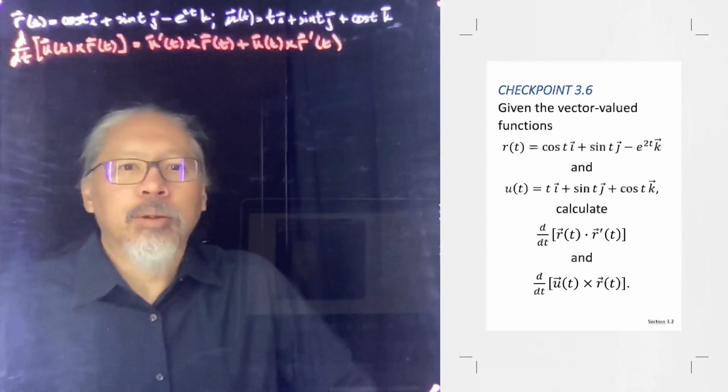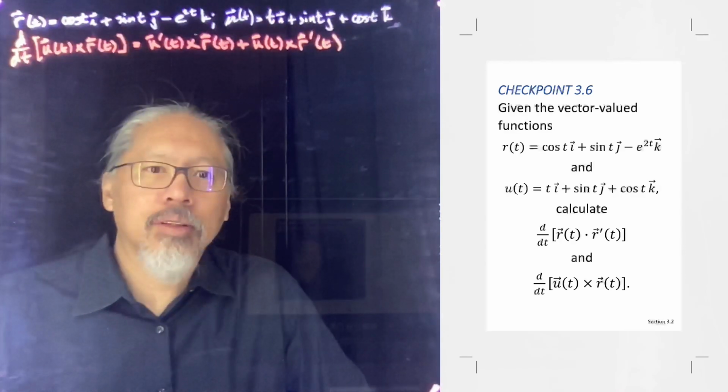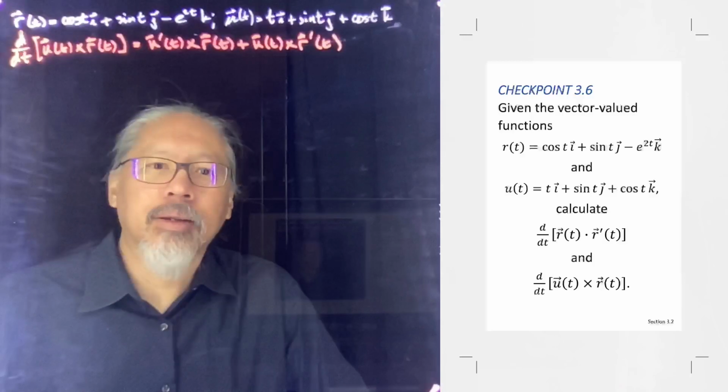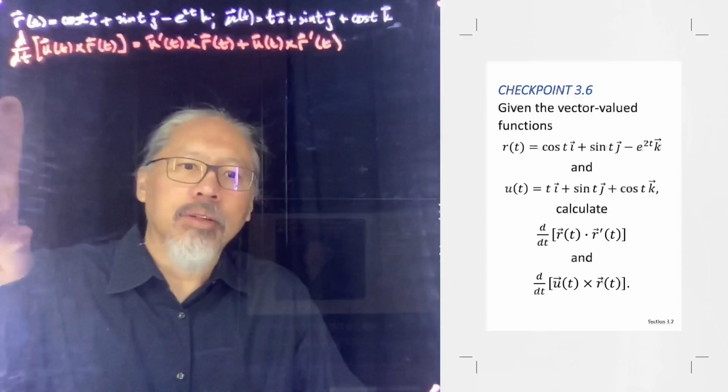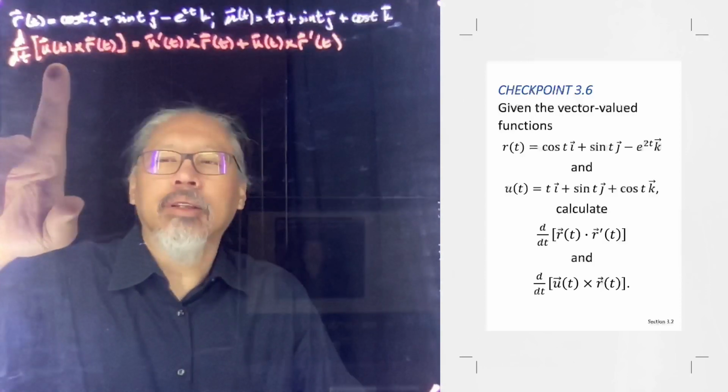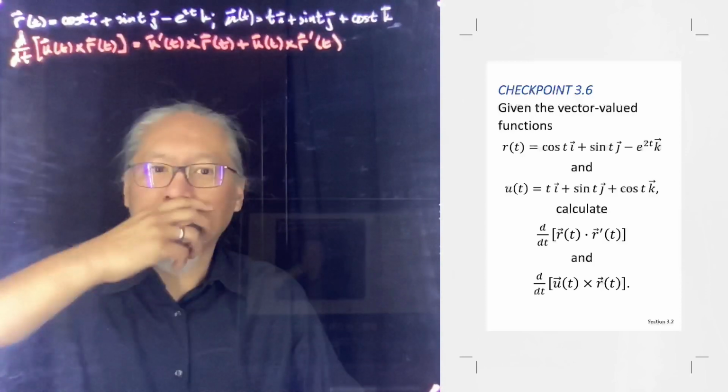Hey there, we're in the second part of checkpoint 3.6. We did the derivative of the dot product already. Now we're going to do the derivative of the cross product of u and r.